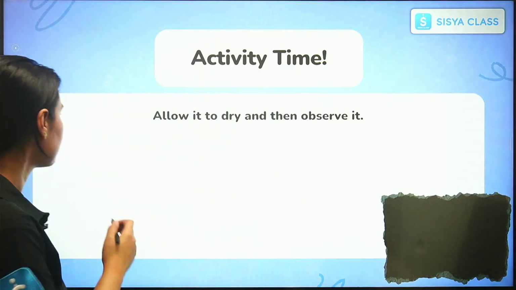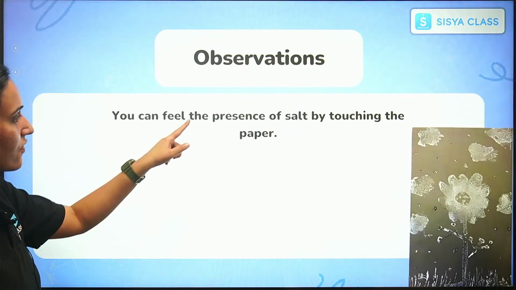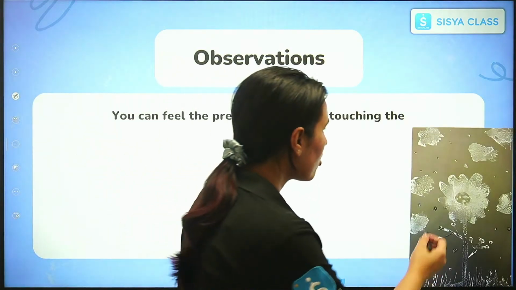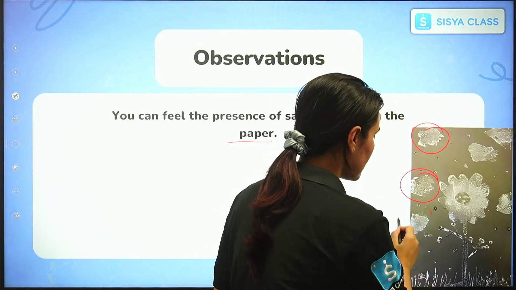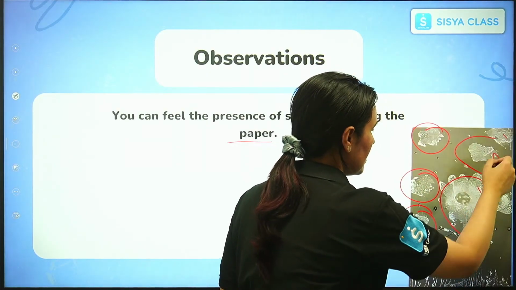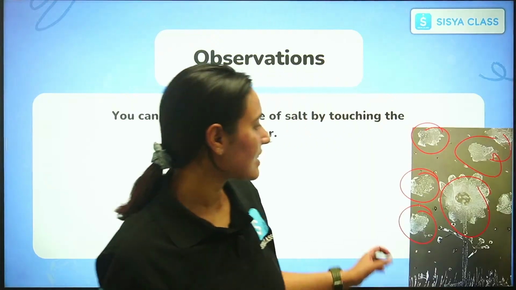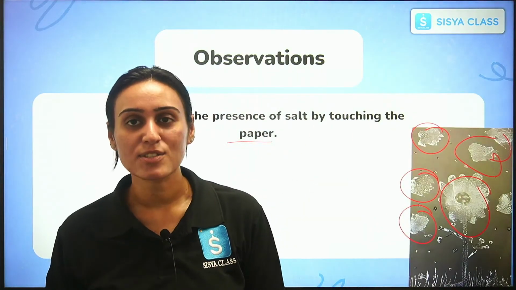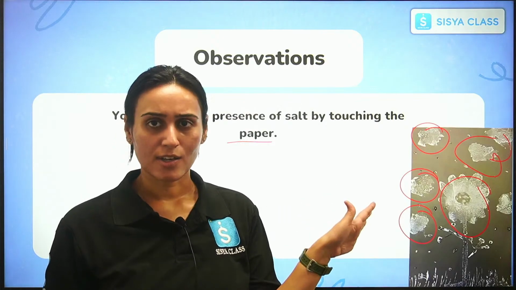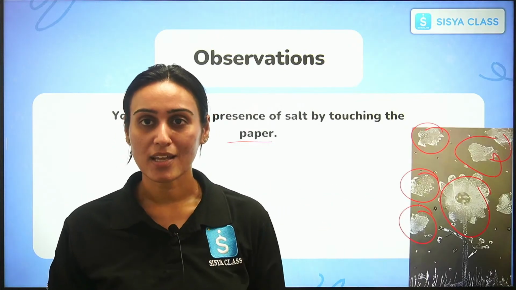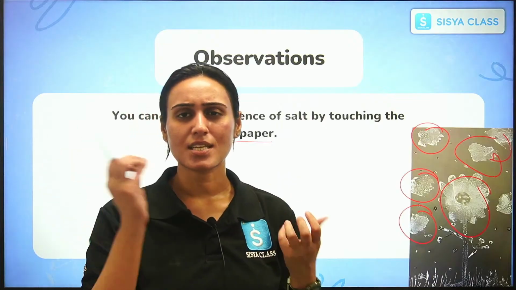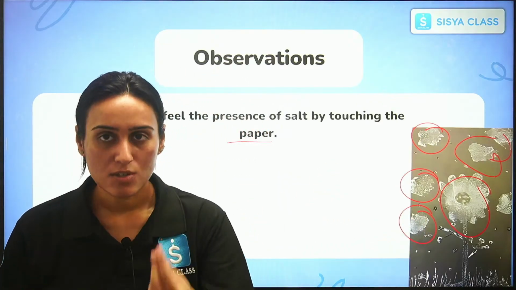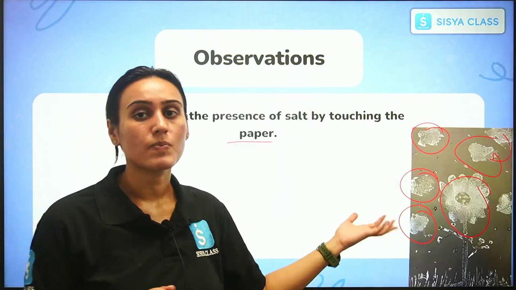Okay, please see. You can feel the presence of salt by touching that piece of paper. So I hope you can see these patches. Not exactly, it will come out in the form of this beautiful flower. That is up to you how you are spreading that salt solution onto your piece of paper. You may get this flower also if you are creative enough. But if you have just added the drops randomly, then also you will see some patches of salt present on my piece of paper.